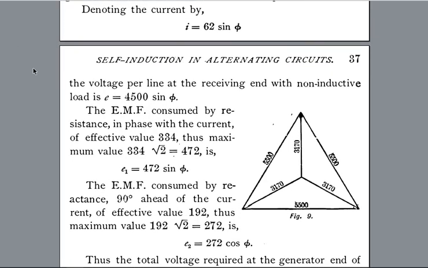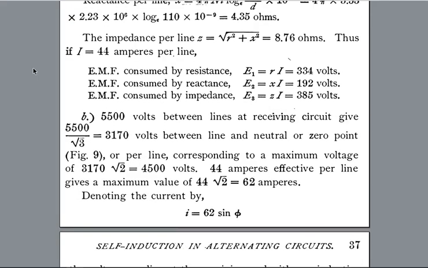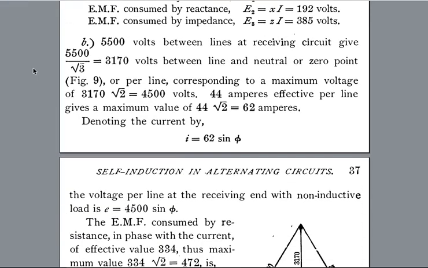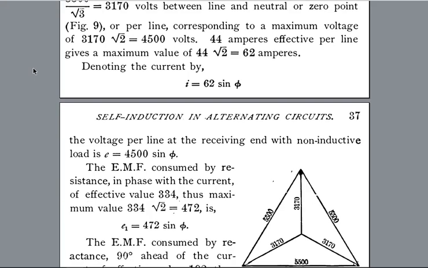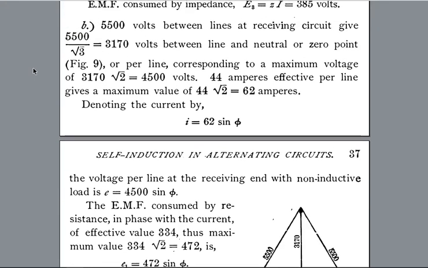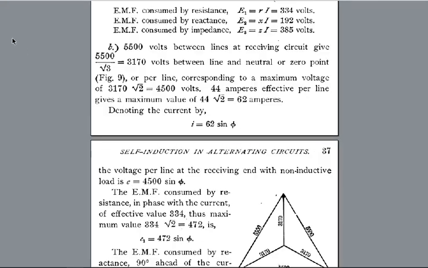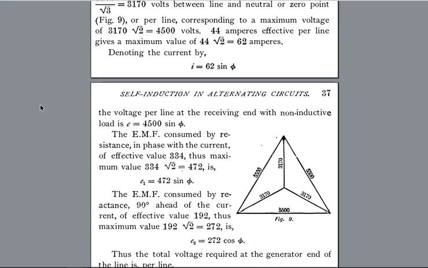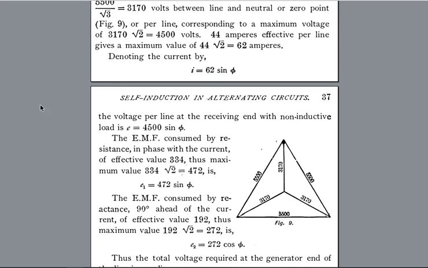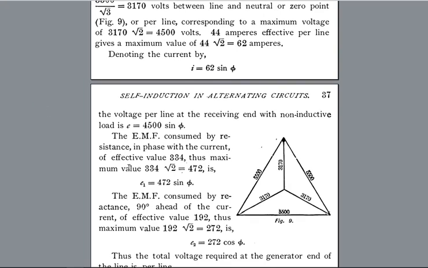Denoting the current by I equals 62 sine phi, the voltage per line at the receiving end with non-inductive load is E equals 4500 sine phi. The electromotive force consumed by resistance in phase with the current of effective value 334, thus maximum value 334 times square root 2 equals 472, is E1 equals 472 sine phi. The electromotive force consumed by reactance 90 degrees ahead of the current of effective value 192, thus maximum value 272, is E2 equals 272 cosine phi.